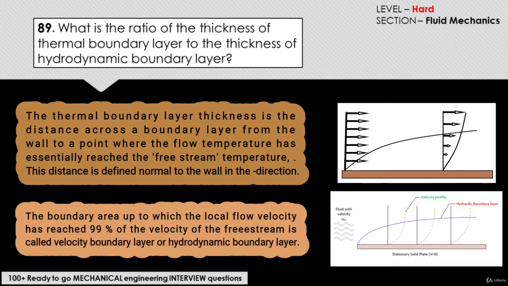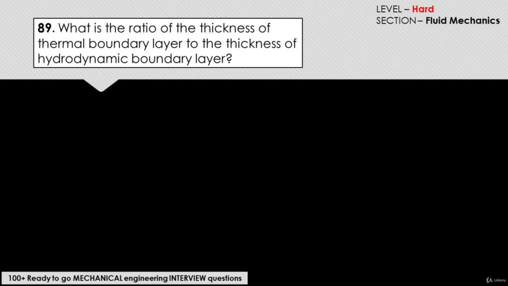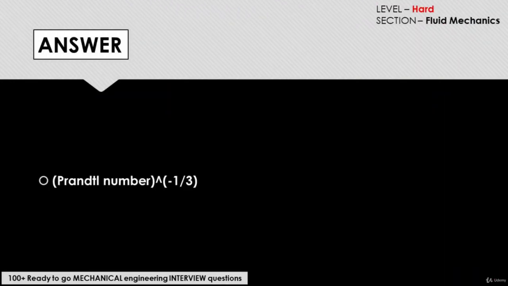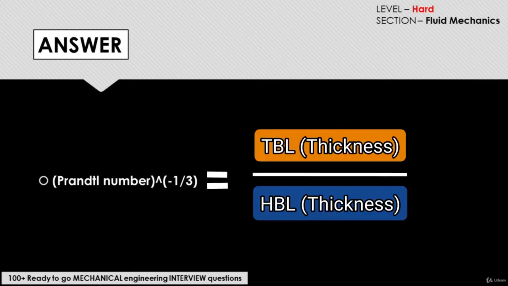The boundary area up to which the local flow velocity has reached 99% of the velocity of the free stream is what we call a velocity boundary layer or a hydrodynamic boundary layer. The answer to this question lies in this particular formula. This is the ratio of the thickness of TBL, that is the thermal boundary layer, to the thickness of hydrodynamic boundary layer or HBL.